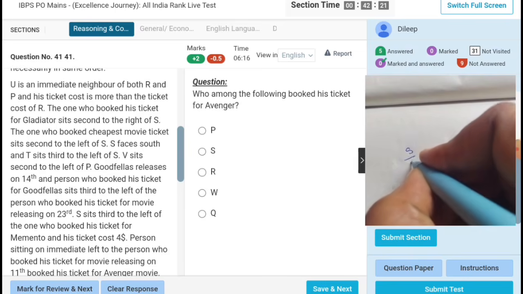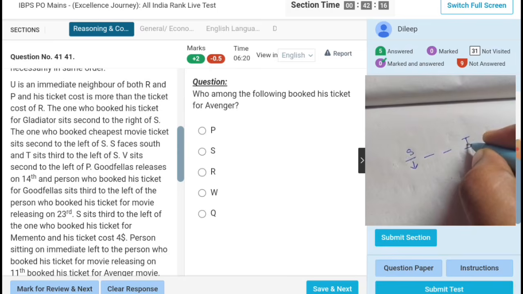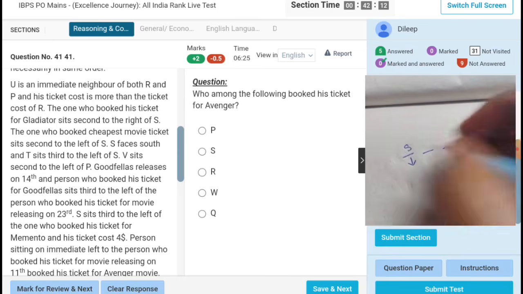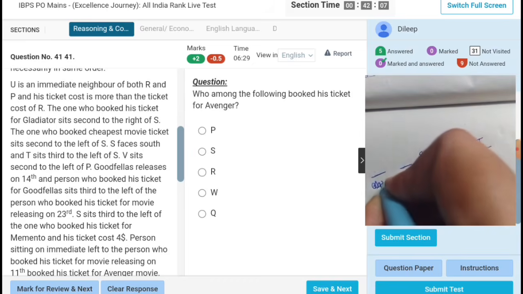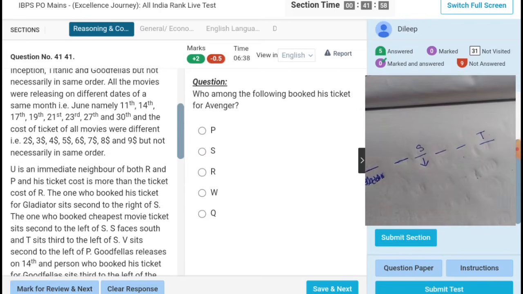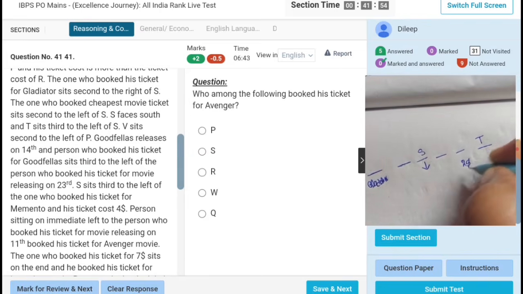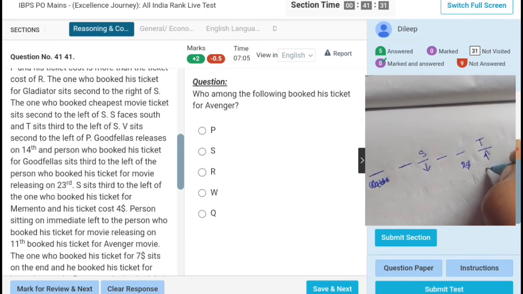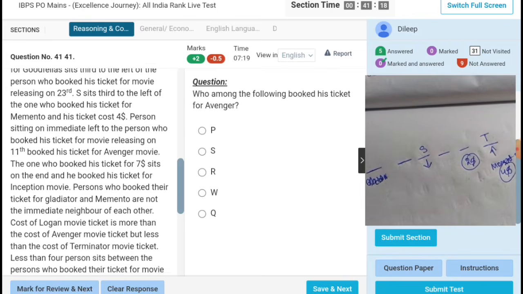So S faces south and T is third to the left of S. Gladiator is second to the right of S. So the one who booked the cheapest movie ticket is, cheapest movie is $2. Second to the left of B, and S is third to the left of D. Momento is $4.